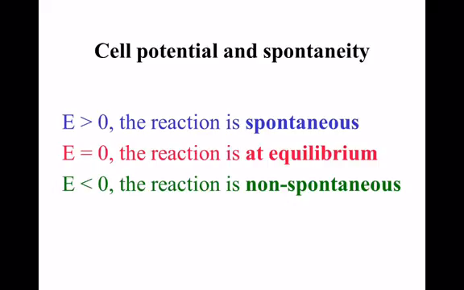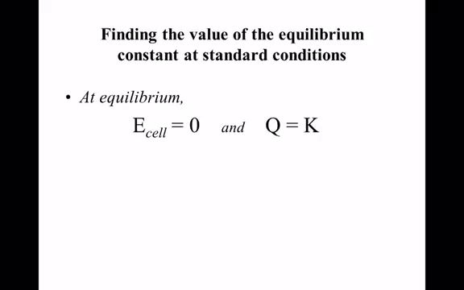Just to remind you how this whole thing works, if your cell potential, whether it's your standard cell potential or your cell potential at non-standard conditions, is positive, then your reaction is spontaneous as written from left to right. If the cell potential is 0, then the reaction is at equilibrium. The rate in the forward direction is equal to the rate in the reverse direction. If it's negative, then it's non-spontaneous as written. But if you want to make it spontaneous, all you have to do is rewrite it, swinging around the reaction arrow.